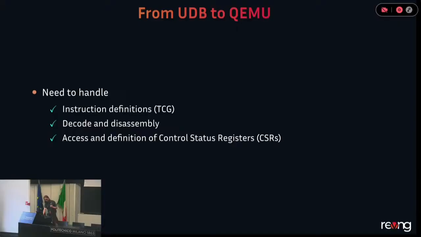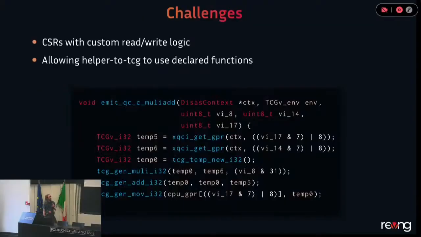So that is pretty much the last piece of the puzzle. We can include all of this into QEMU, along with some glue code, which we can also generate, and off we go. There are some main challenges here. One is that for CSRs with custom logic for reading and writing, that is just not something we handle at the moment and implement manually.